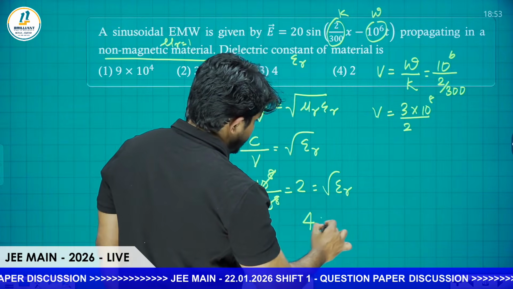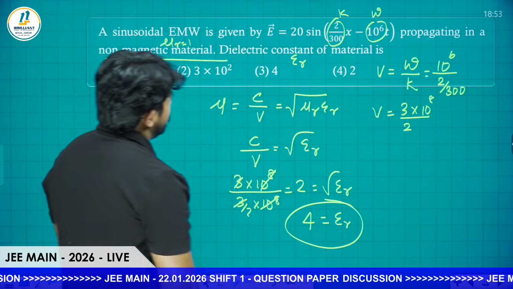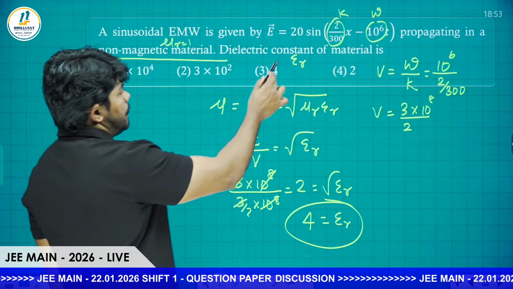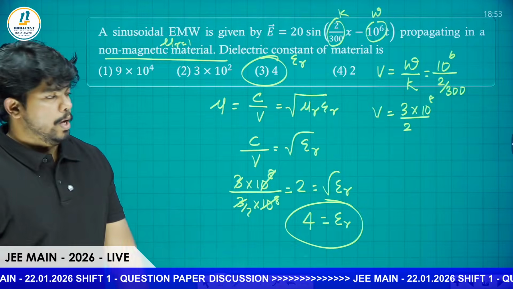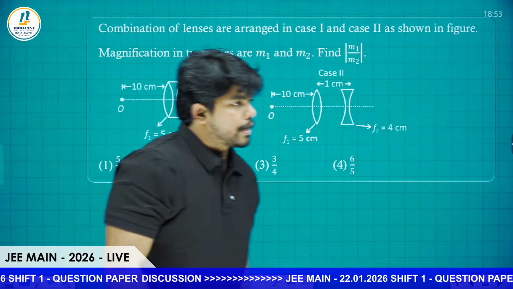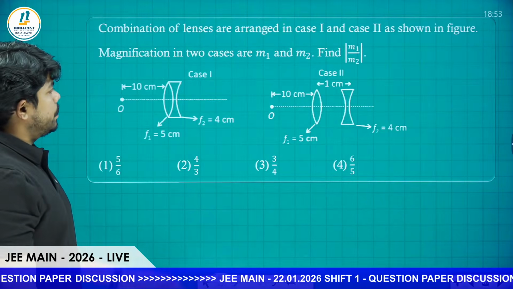So epsilon r will be equal to 4. That will be the value. Okay, so moving on to the next one.